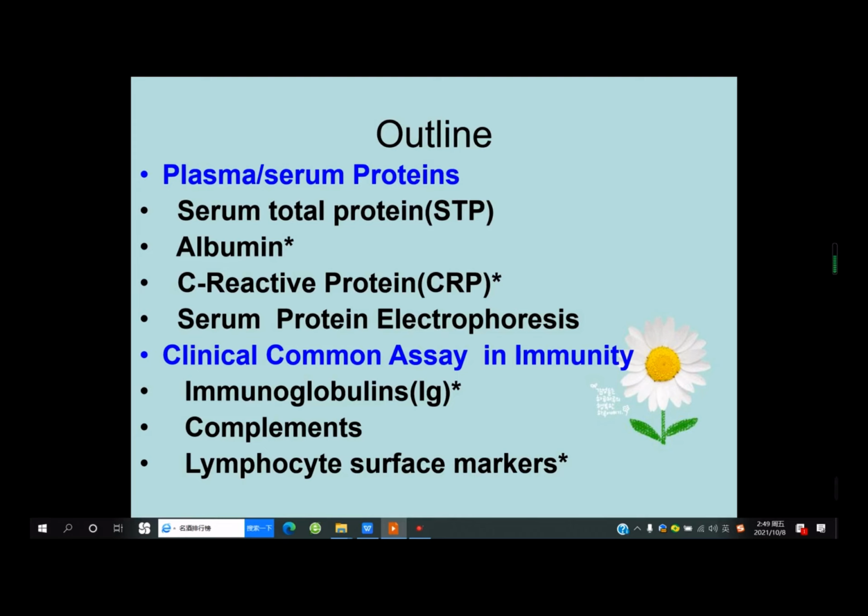At the same time, I will introduce serum protein electrophoresis, which is a kind of technique to separate the serum protein, through which we will see all the serum proteins in the graphs. Different proteins are located in different positions according to the molecular weight.